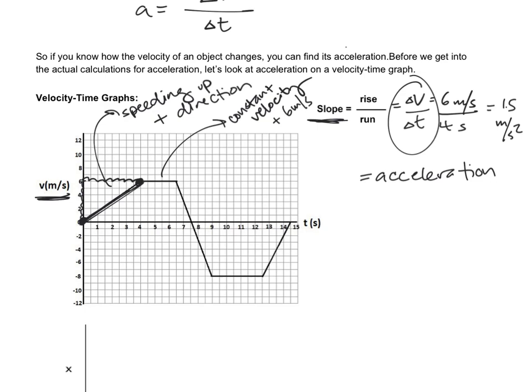Then we get to this middle section. This middle section is particularly interesting. So we start at 6 meters per second, and then we go towards 0. So what's happening is our number's getting smaller and smaller, but we're still on the positive side of the graph. So as the number gets smaller and smaller, we're slowing down, going from 6 to 5 to 4 to 3 to 2 to 1, all the way to 0 meters per second on this little stretch. So that part is slowing down.